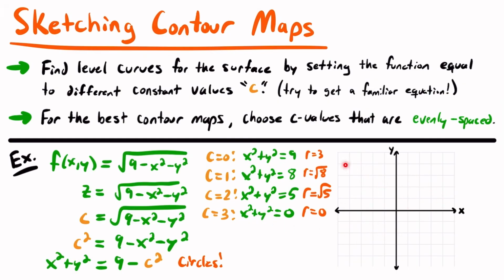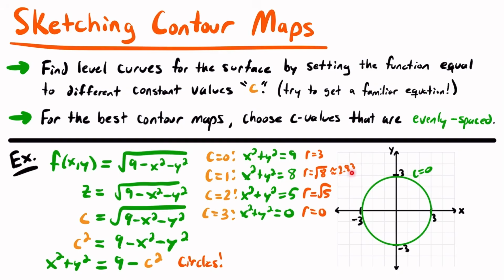And so let's start by graphing the level curve for c equals 0, which will just be a circle that has a radius of 3. So if this is y equals 3, x equals 3, y equals negative 3, and x equals negative 3, that level curve will look something like this. That would be the level curve when c equals 0. Moving on to our next level curve, for c equals 1, we have another circle, but this time the radius is the square root of 8, which as a decimal is approximately 2.83.